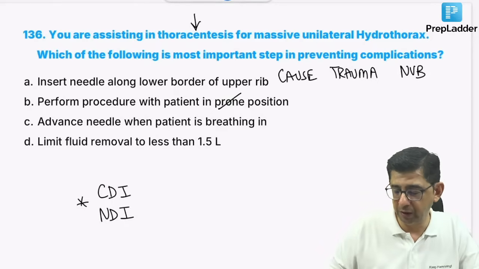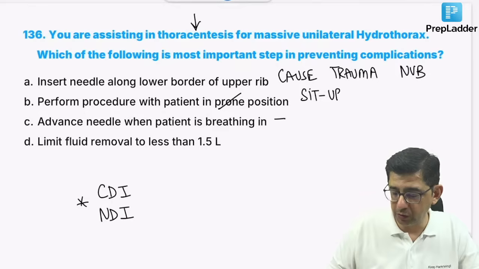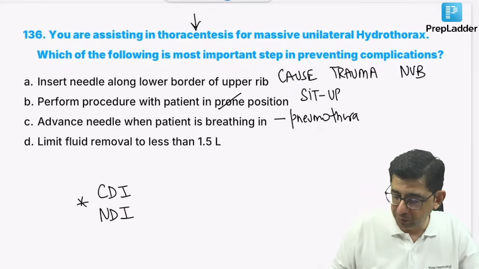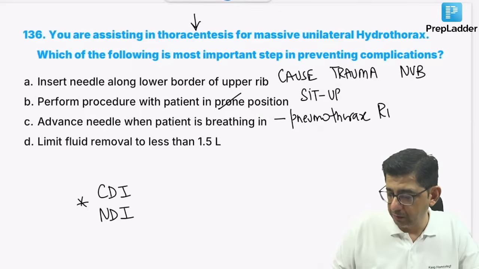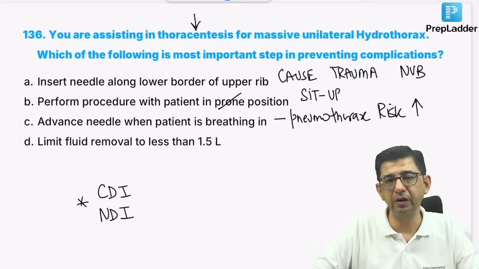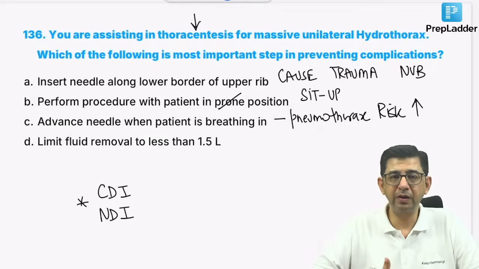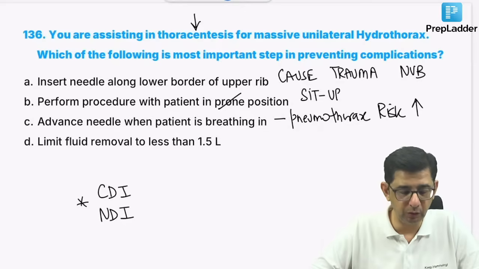What we do is we make the patient sit up. So the patient is in a sitting up position and we stand behind the back and advance the needle when the patient is breathing in. So the lungs will expand. That will increase the risk of pneumothorax. We should always do the procedure ultrasound guided, and when the needle is being inserted, we'll ask the patient to breathe out. We'll say breathe out, and that is when you insert the needle, because if you ask him to take a deep breath and the lung is expanding, there is a high risk of pneumothorax.